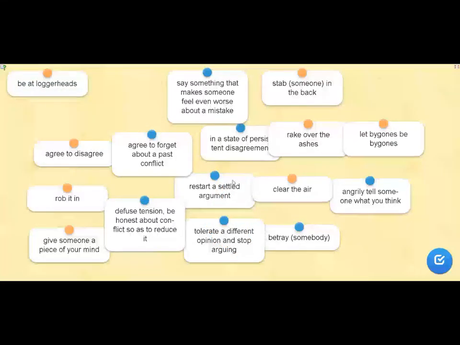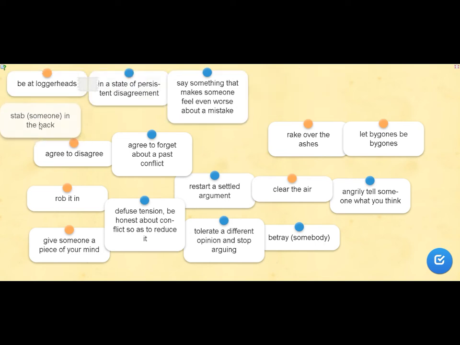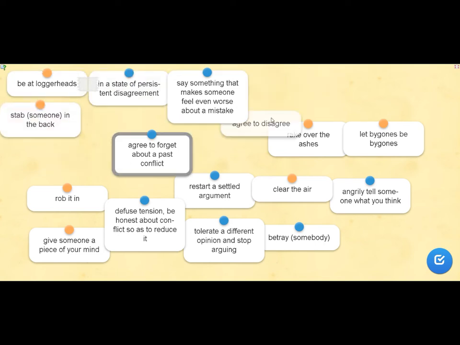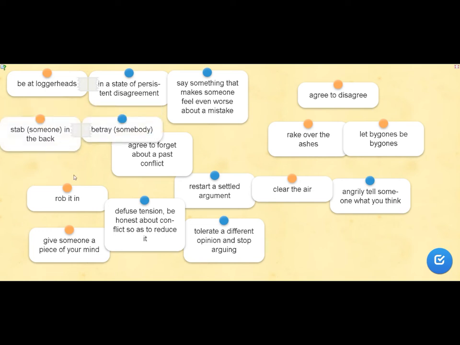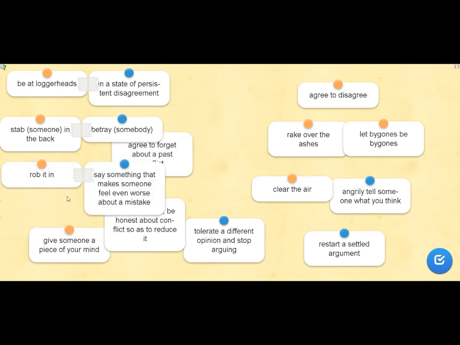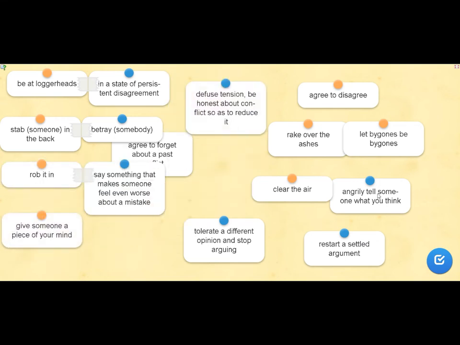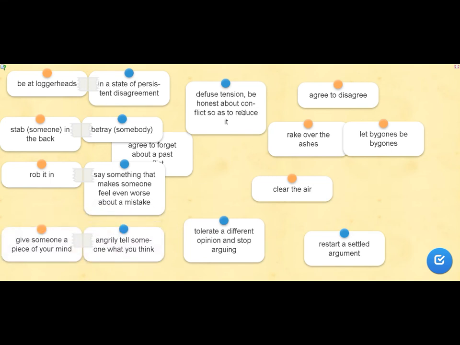To be at loggerheads means to be in a state of persistent disagreement. To stab someone in the back means to betray somebody. To rub it in means to say something that makes someone feel even worse about a mistake. To give someone a piece of your mind means to angrily tell someone what you think. To agree to disagree means to tolerate a different opinion and stop arguing.